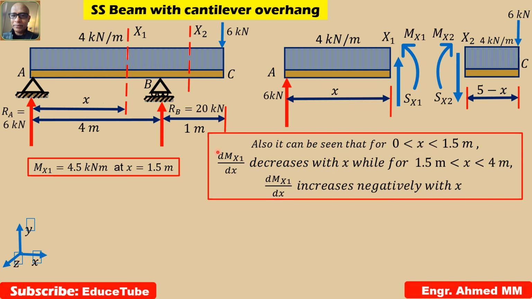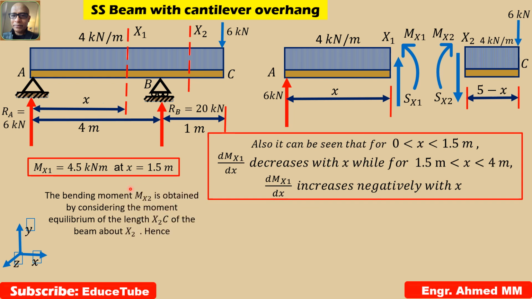So within this range, somewhere here, because at 3 meter the moment will be 0. In between, from here up to 1.5 meter, the curve will be like this. Here the slope decreases, and at the bottom sagging point it will be 0. Again after that it is increasing negatively with x. We will see it in the diagram also, and it will be very clear to us then.